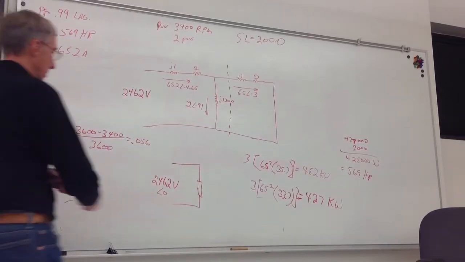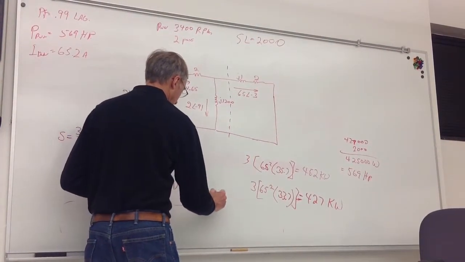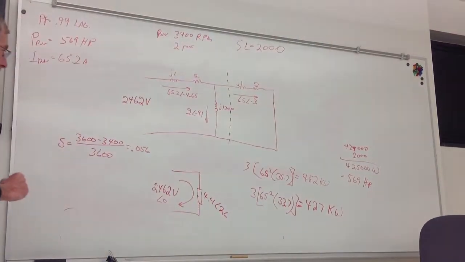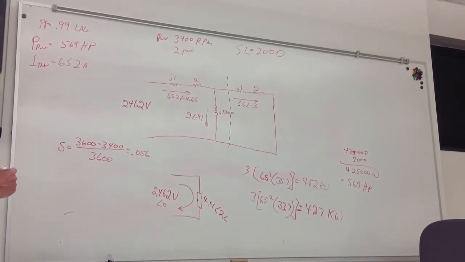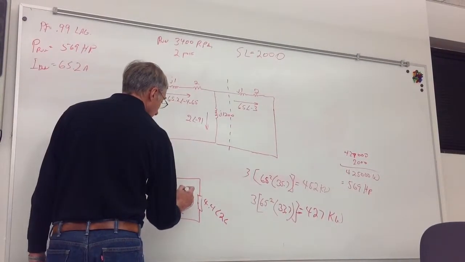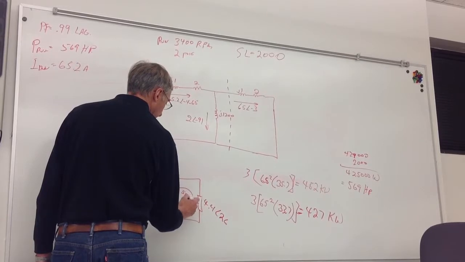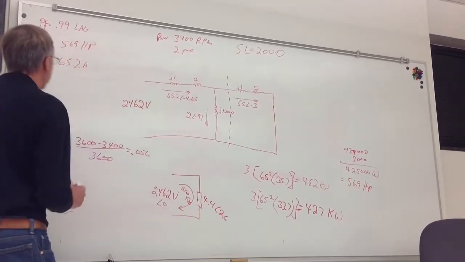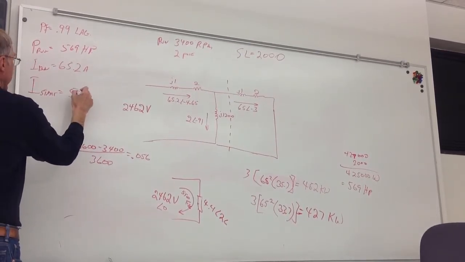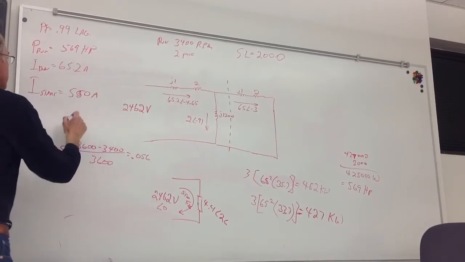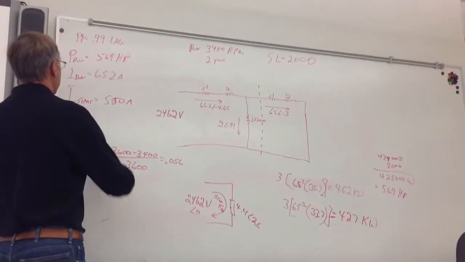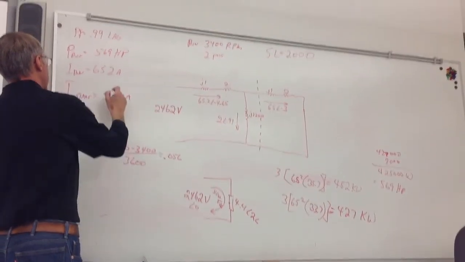Angle 26. Okay, so what's my current starting current? 550. At what angle? Negative 26. Okay, so my starting current is 550 amps. So how many times running current is that? 550 divided by 65. 8.8.